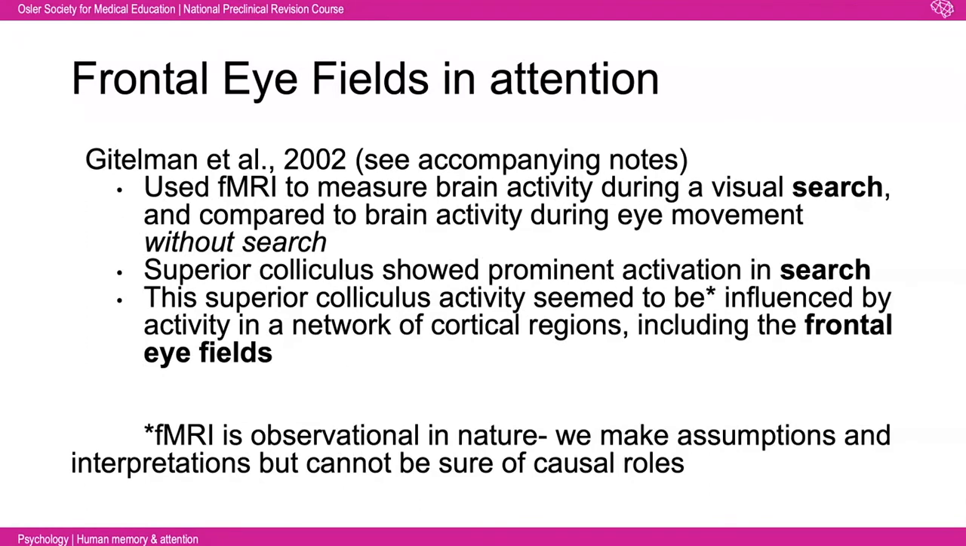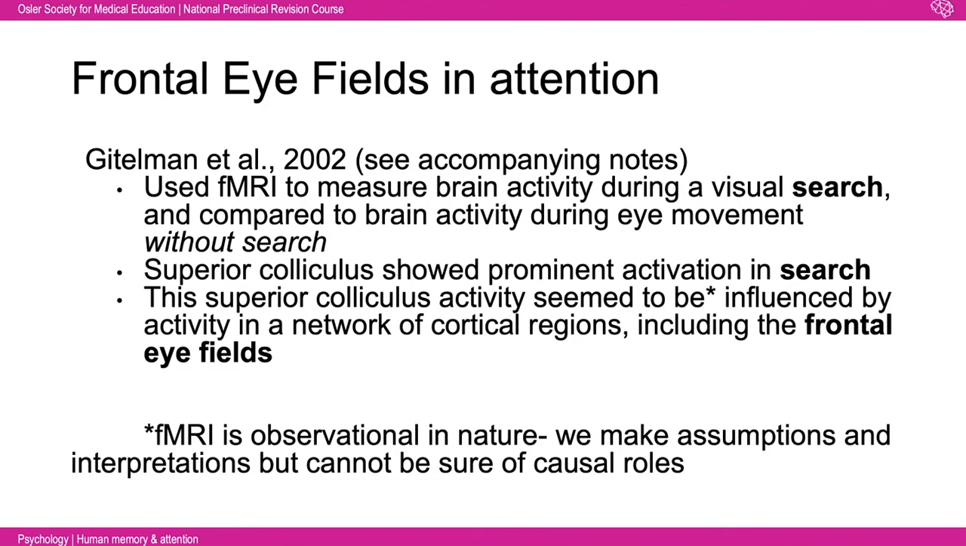As I said before, there's lots of brain regions involved in attention. So your frontal eye fields are also really important. And Gittelman et al., for example, in 2002, used fMRI to measure brain activity during a visual search. I've highlighted search because it's important to clarify what exactly visual search is. So it's not just looking at something, but it's sort of goal-directed activity for which attention would be really important.